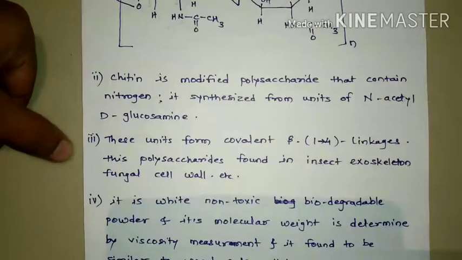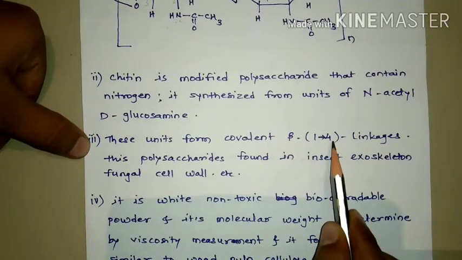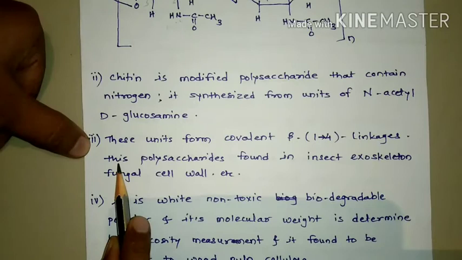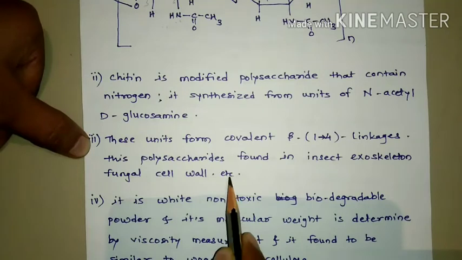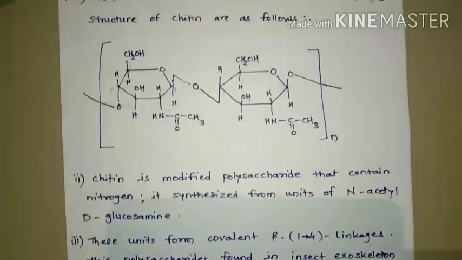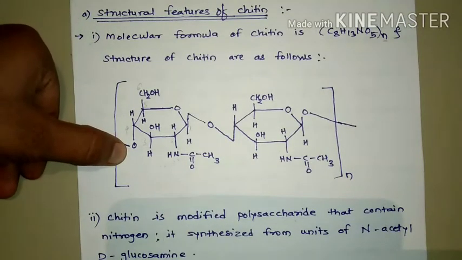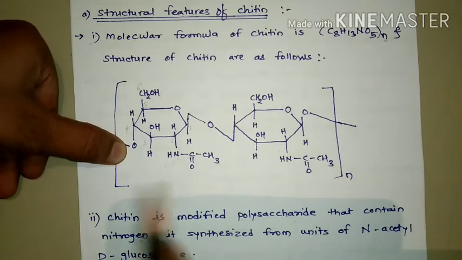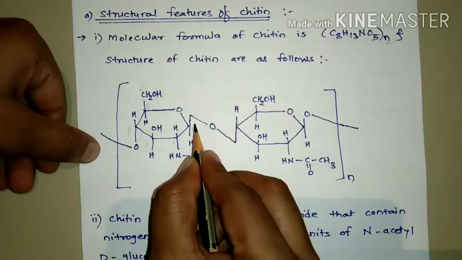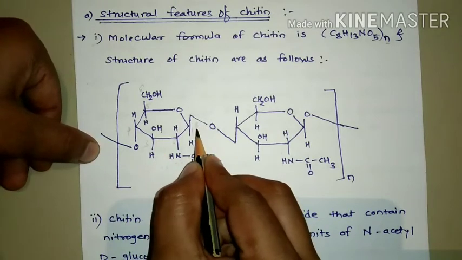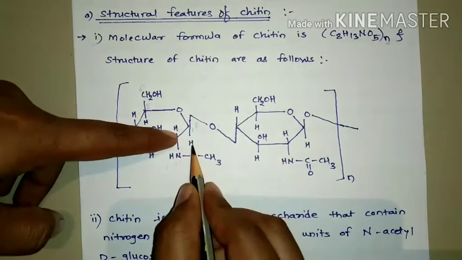Then the next point is that these units form a covalent beta 1 to 4 linkage, and this polysaccharide is found in insect exoskeleton, fungal cell wall, etc. So let us see this unit. This first unit forms a covalent linkage. That covalent linkage is a beta 1,4 linkage. Where is it? This is the first unit and this is the beta form, because the OH group is on the upper side, so it is called the beta form.